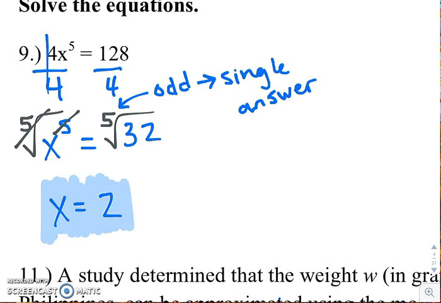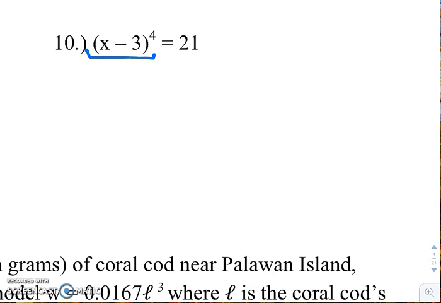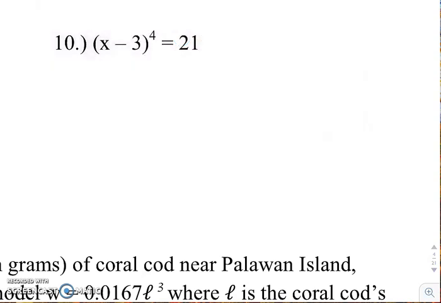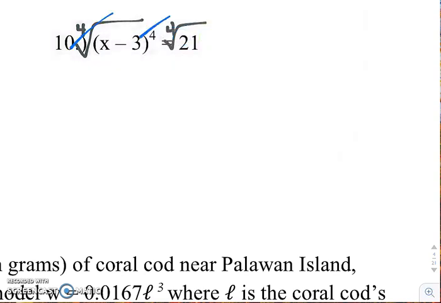So you have to get whatever is being raised to the power by itself before you can undo the power. If we go over here and look at number 10, the part being raised to the power is the entire expression x minus 3 to the 4th. So in this case, there isn't anything to remove before we can undo that power. Since it's a 4th power, we're going to take the 4th root of both sides. That undoes the power, and you're left with just what is underneath.